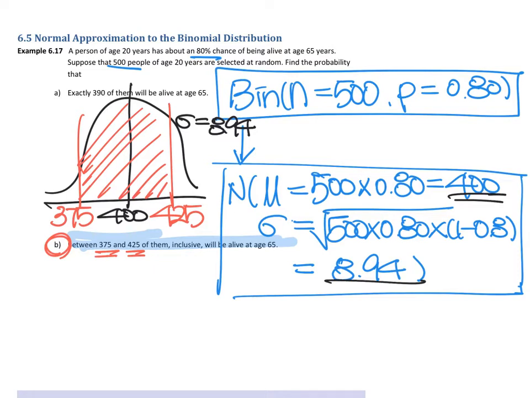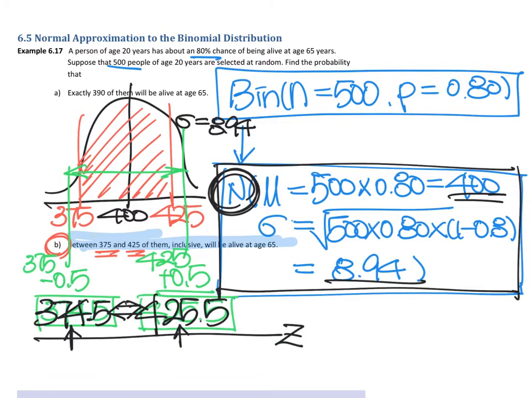Always for this normal approximation, we just adjust the range. So it's minus 0.5, and here we add 0.5. So always we make it a little bit wider range.